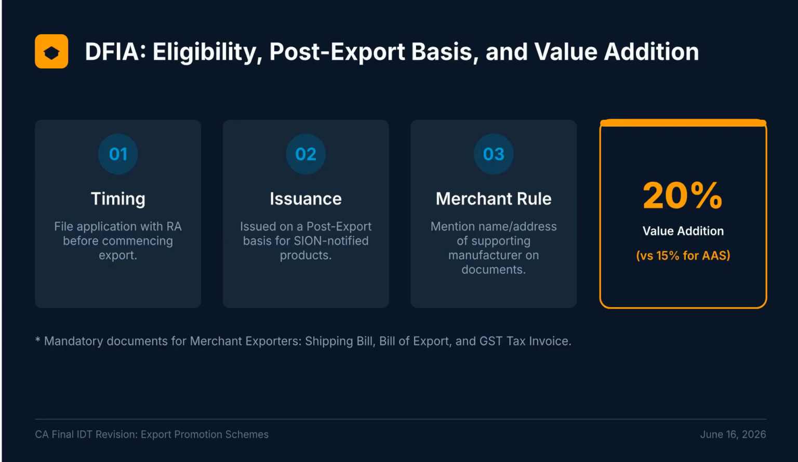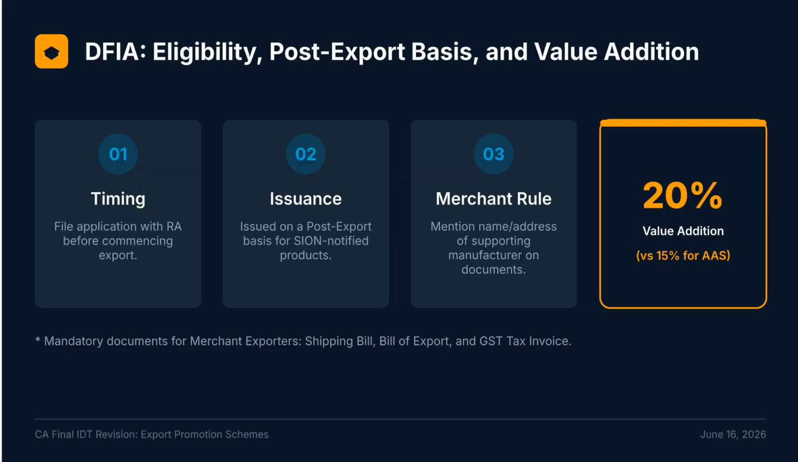Having understood advance authorization, let's move to its close relative, the Duty-Free Import Authorization Scheme, or DFIA. Although many provisions of advance authorization apply here as well, DFIA has several important distinctions. First, DFIA is available only for products covered by notified SIONs. Ad hoc norms are not permitted.